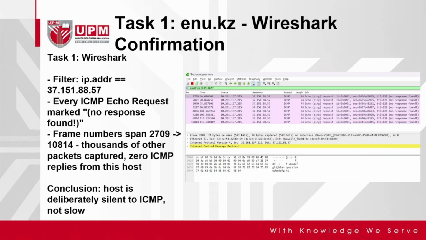Now, the Wireshark confirmation. Wireshark backs it up at the packet level. Filtering to that IP, every single ICMP echo request came back marked no response found across thousands of other packets captured in the same window. So this isn't the host being slow, it's just deliberately silent to ping.